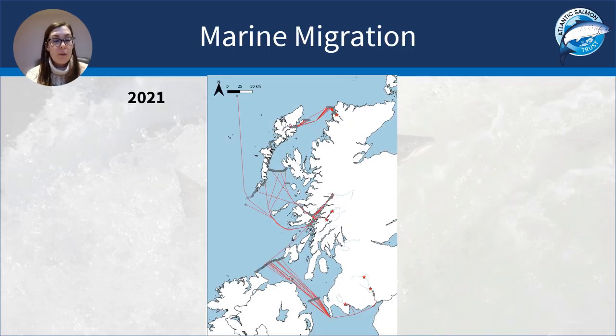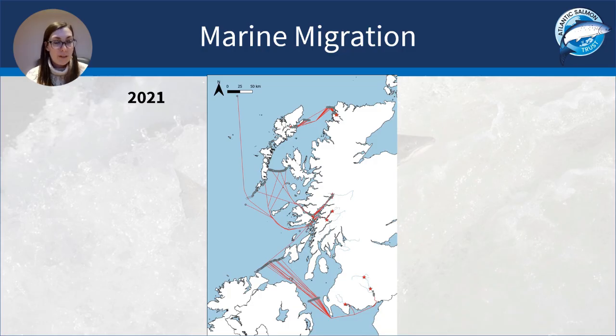So I don't have time to go into many of the results, so I'm going to focus on one specific. I'm going to talk about the marine migration, and specifically in 2021. So here we've got a map that shows the migration pathways of salmon smolts detected from the West Coast Tracking Project on marine receivers, and each line is an individual salmon smolt's pathway.